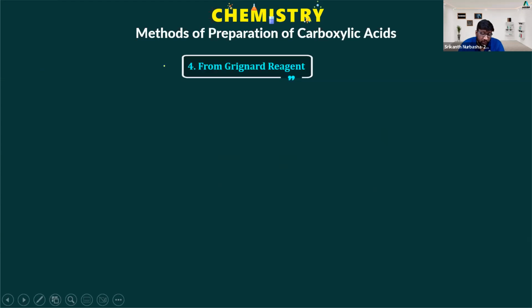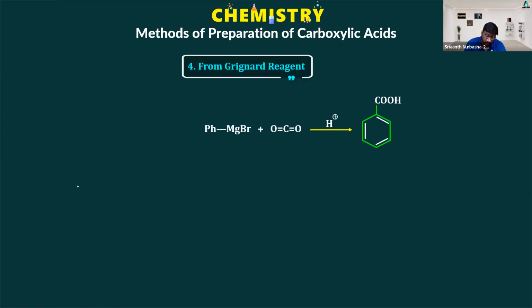From Grignard reagent, we can also produce the respective carboxylic acid. How can we produce it? The Grignard reagent acts as a base whenever we have an acidic proton. The Grignard reagent acts as a nucleophile whenever there is no acidic proton. So Grignard reagents will react with carbon dioxide. Grignard reagents react with carbon dioxide, followed by acidic medium, to form carboxylic acids. And the reaction will be in this manner.